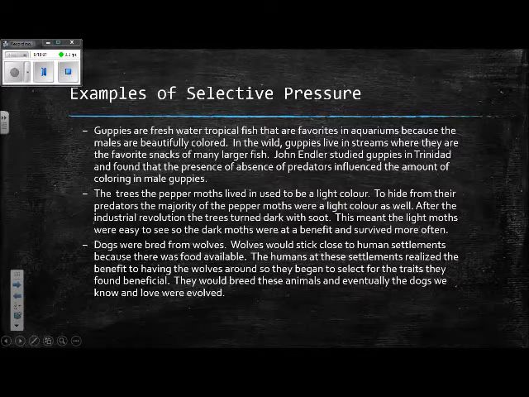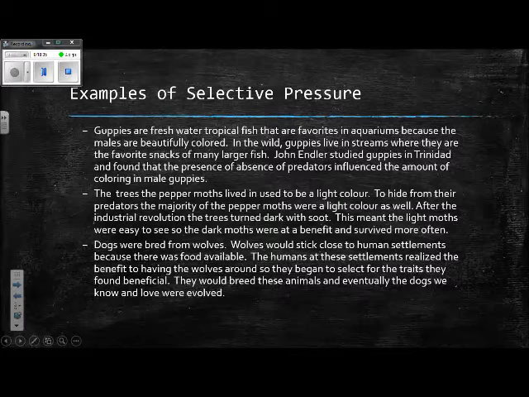After the Industrial Revolution, the trees turned dark with soot. This meant the light moths were easy to see, so dark moths were able to benefit and survive more often. So the dark moth gene was passed on more often because the dark moths were living longer. So the population of pepper moths in that particular forest ended up being mostly dark. They used to be mostly light. The Industrial Revolution came along, the pressure selected for the dark moths, and then you had mostly dark moths.